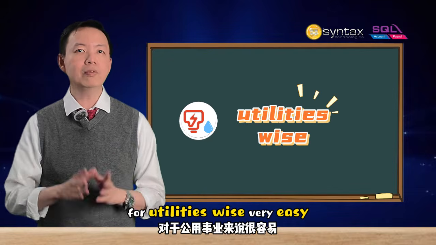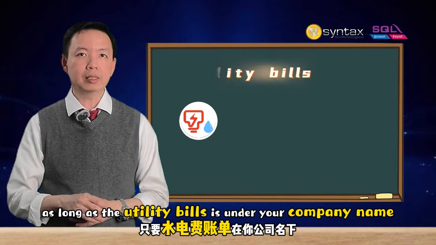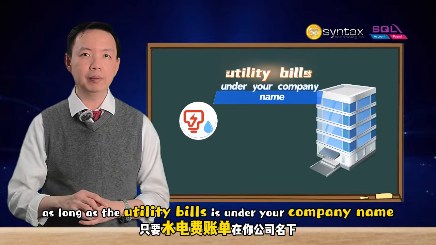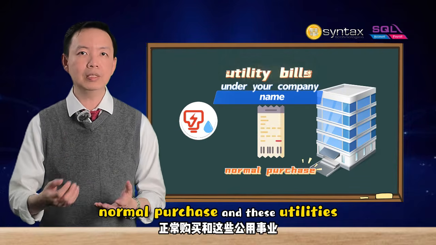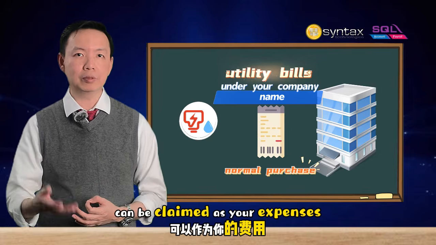For utilities, it is very easy. As long as the utility bill is under your company name, then you can do a normal purchase and these utilities can be claimed as your expenses.